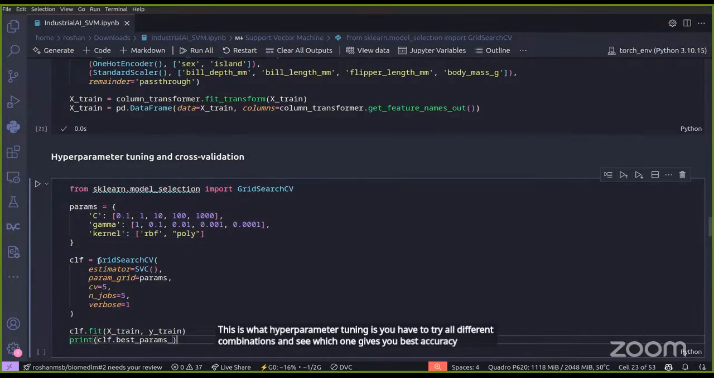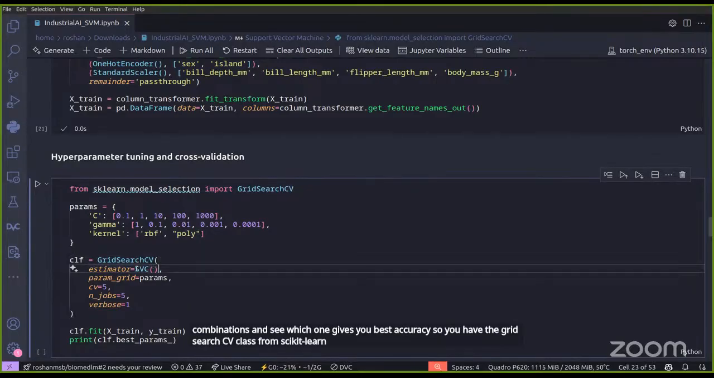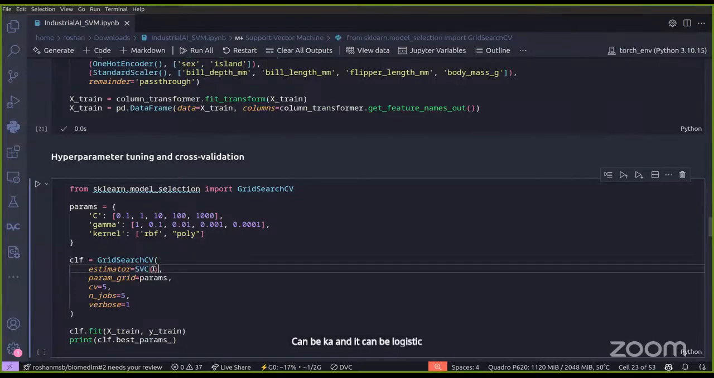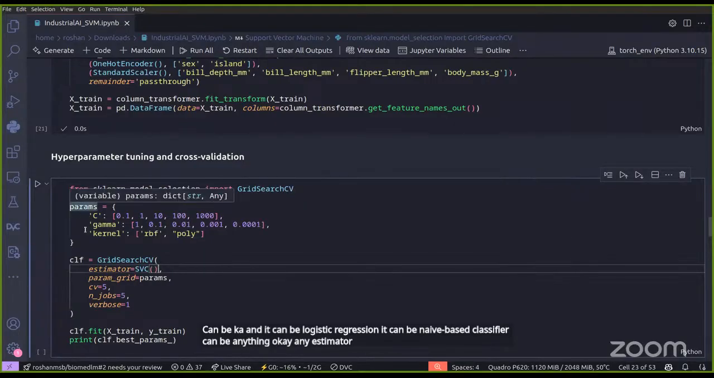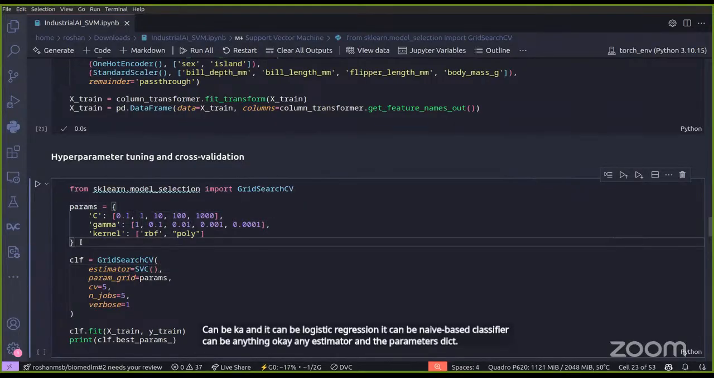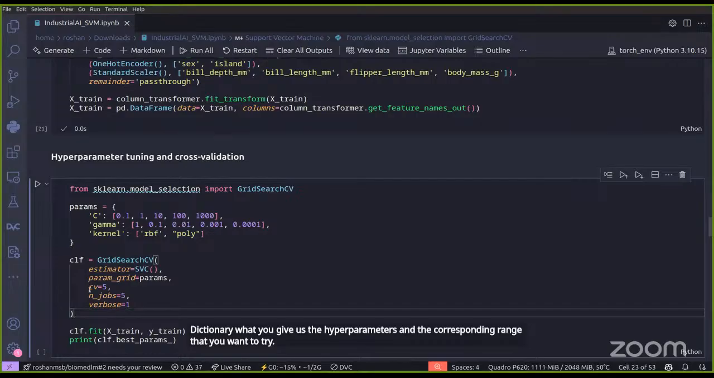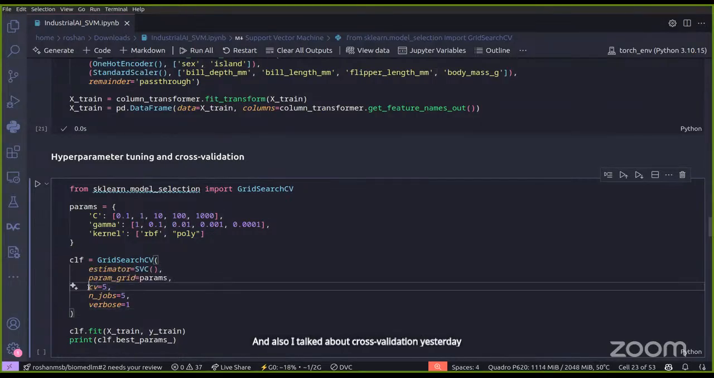So you have the GridSearchCV class from scikit-learn. Estimator is the model that you want to train. It can be any model. It can be linear, it can be KNN, it can be logistic regression, it can be naive Bayes classifier, it can be anything. Any estimator. In the parameters dictionary, what you give is the hyperparameters and the corresponding range that you want to try. And also, I talked about cross validation yesterday. So I'm doing five-fold cross validation.